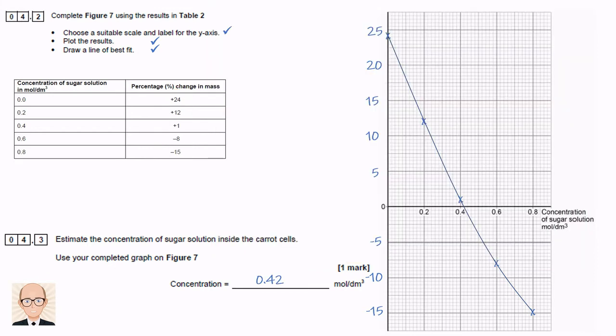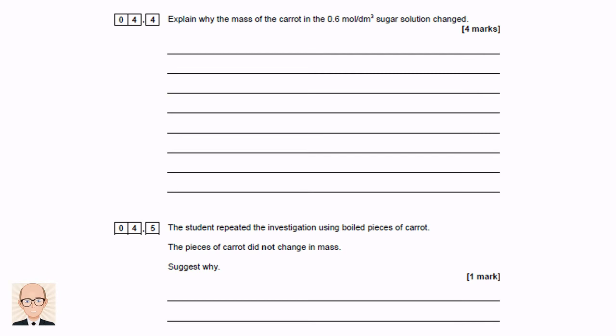Next, we're asked to explain why the mass of the carrot in the 0.6 moles per decimeter cubed solution has changed. Let's quickly revise osmosis for a second. Osmosis is just a scientific name for the diffusion of water across a selectively permeable membrane. Remember that water molecules are very small, containing just an oxygen and 2 hydrogen atoms. This means they can easily pass through many membranes that other large substances can't. The cell membrane is one such membrane.